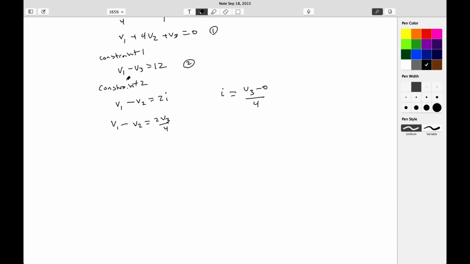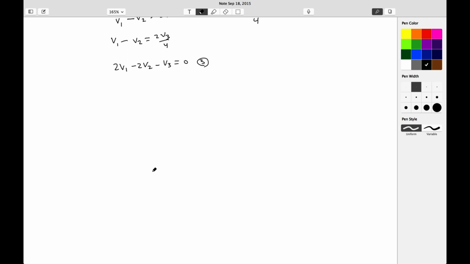All right, so let's collect all the voltages on one side. I should get then 2V1 minus 2V2 minus V3 is equal to 0. And this would be my equation 3. Now I just need to put these into matrix form to solve the 3 equations, 3 unknowns. It would be a little bit more complicated to do it by hand.